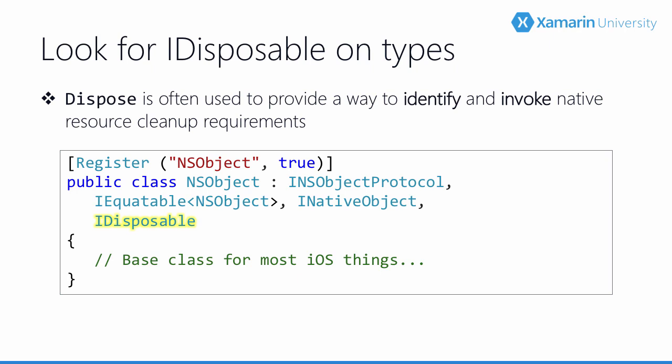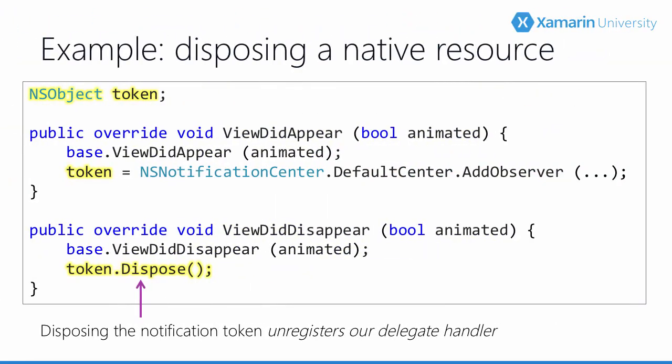What that means is that we can then call dispose on them when we're finished. And actually this is a good idea in order to keep our memory requirements down, because this allows us to clean up the native side of the resource. So for example, here's a little bit of code.